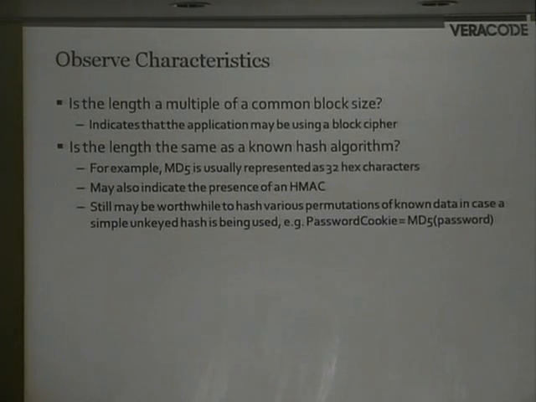Other things you can look at are, is the length the same as a known hash algorithm? So if you see 32 hex characters, that might be an MD5 hash. That might be a block of output of a block cipher. So you can't say for sure that it's MD5, but certain magic lengths, like 32 hex characters, are indicative that it might be a hash. It might be a straight hash. It might be a keyed hash. You don't really know. Again, we're just trying to take some of these heuristics and gather information about what we're seeing.